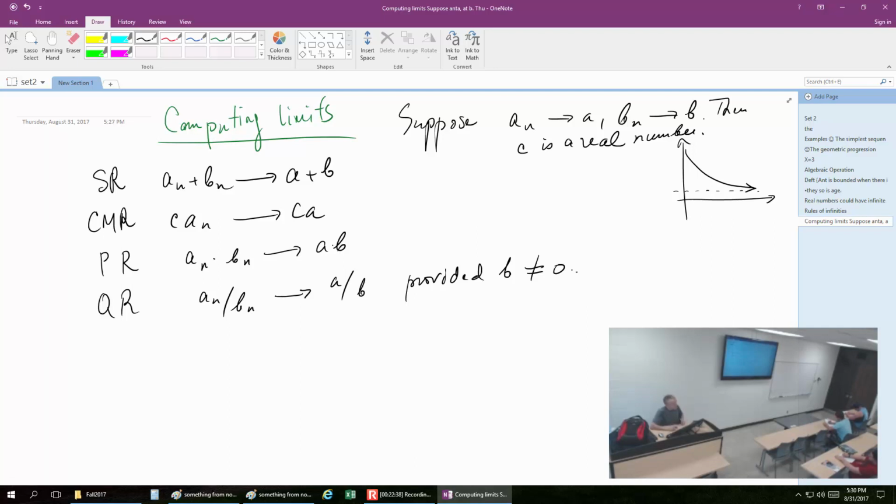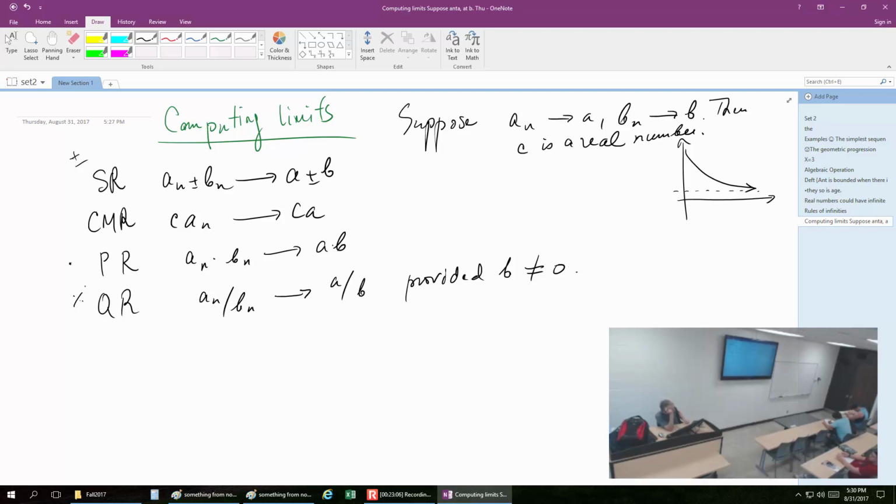Sum rule, constant multiple rule, product rule, and the quotient rule. If I put minus here as well, then I have addition and subtraction here, multiplication here, and division there. And you realize the constant multiple rule is simply a particular case of the product rule. It just happens to be convenient.